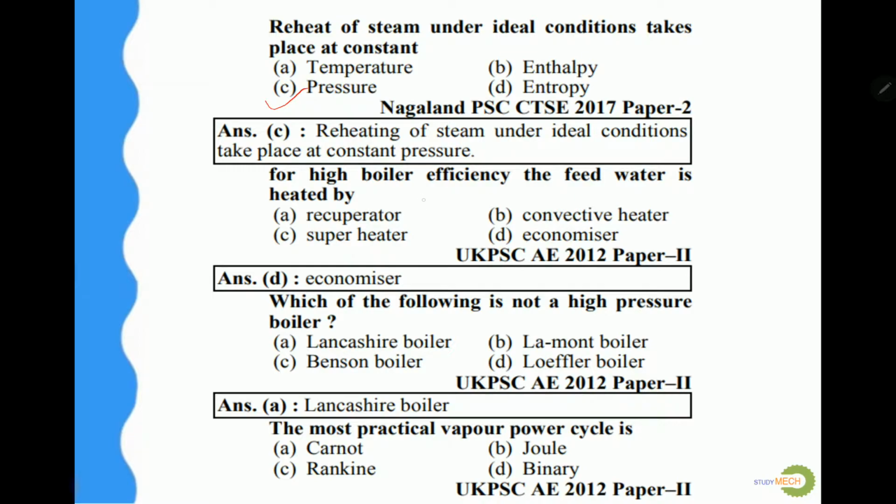For high boiler efficiency, the feed water is heated by an economizer. Economizer is normally used to heat the feed water. Which of the following is not a high pressure boiler? Option A is the right answer. Lancashire boiler is not a high pressure boiler. The most practical vapor cycle is option C, the Rankine cycle.